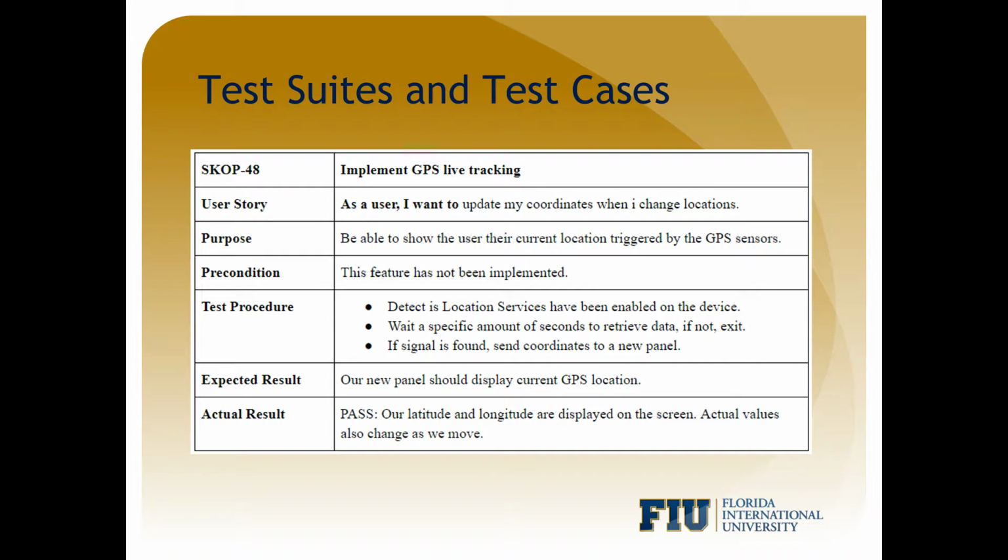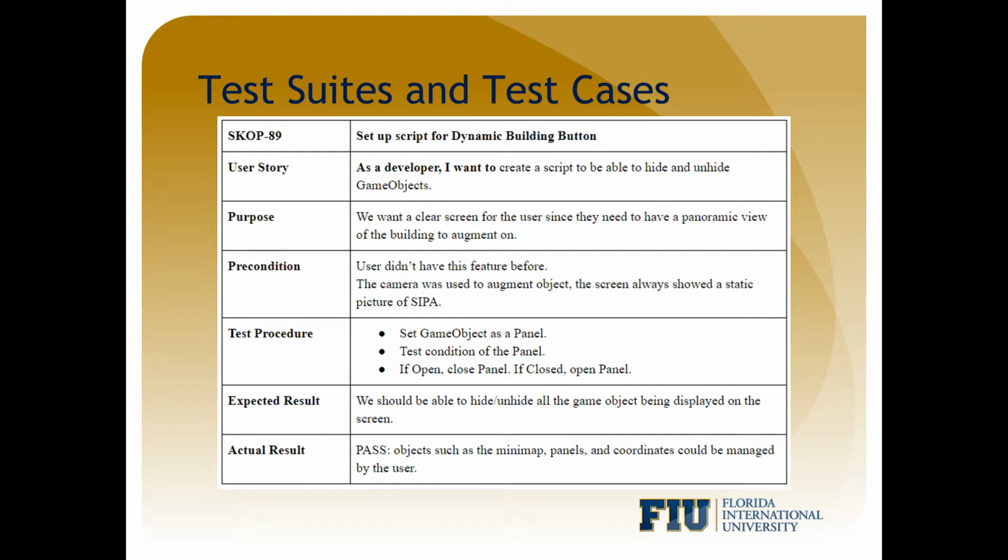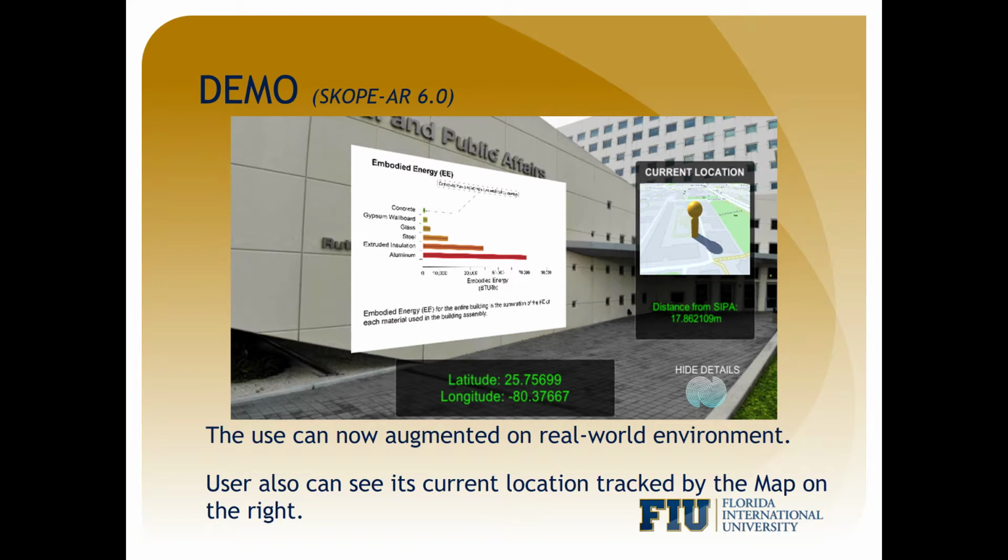This is one of our test cases for implementing the GPS live tracking. And this is another test case for our dynamic building button. So these are a couple of screenshots of the actual application of the current version. As you can see, the user can go to the building, point at a specific location, and get to see some data. I would advise comparing this to the previous version from this semester so you can sort of see what we actually accomplished and how we pushed it to a true AR experience.